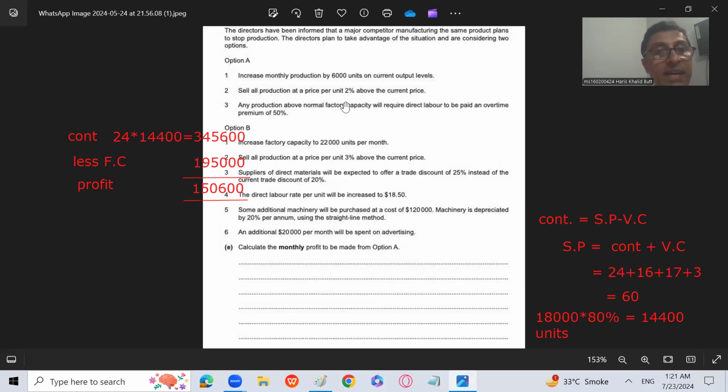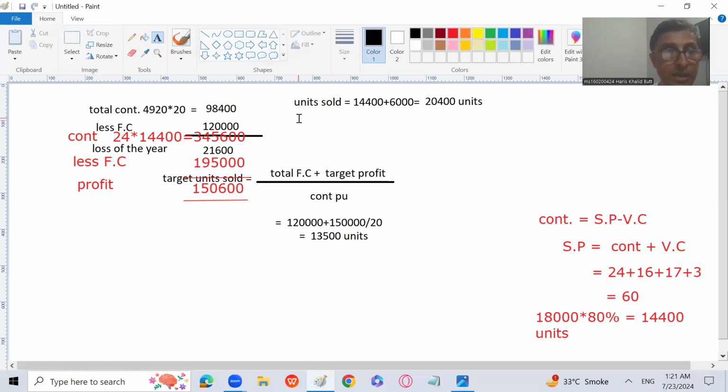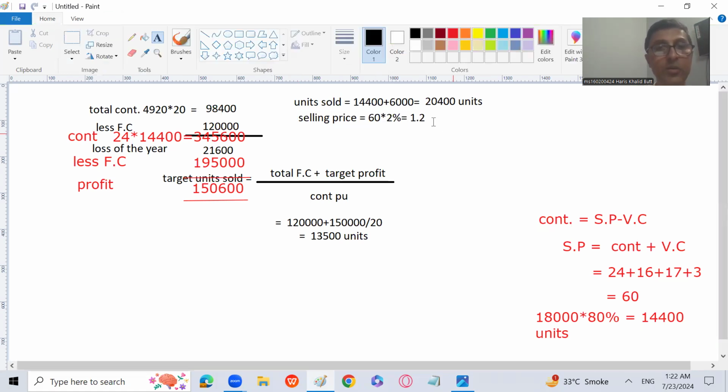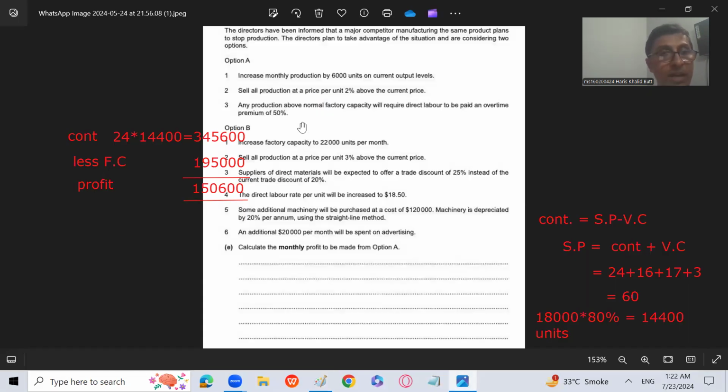Sell all the production at a price per unit of 2% above the current price. So we already knew that the current price is 60. So the new selling price is going to be 60 multiplied by 2%, that is 1.2. So we will add 60 and 1.2, and we will get the new selling price of 61.2. 61.2 is going to be the new selling price according to the cost volume profit analysis. And this question demands us to get that.